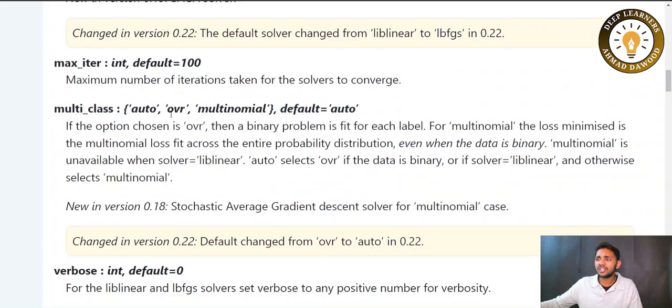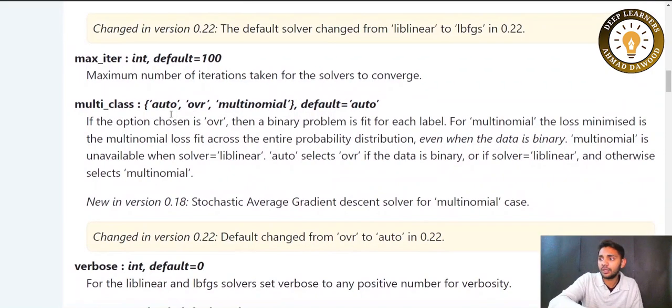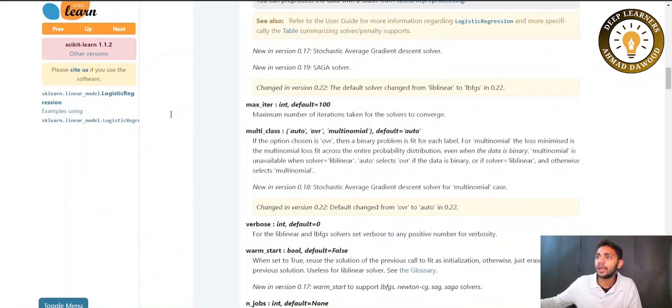Okay, so one major difference is that OVR uses the same type of cost function that we have discussed, log loss. The function that we have discussed, log loss, is also called cross entropy for binary problems, for binary classification. But in the case of multinomial, it uses cross entropy for the multi-class problems. Okay, so this we will discuss in detail later. But for now, you can consider that there can be two options for the multi-class, for simplicity.